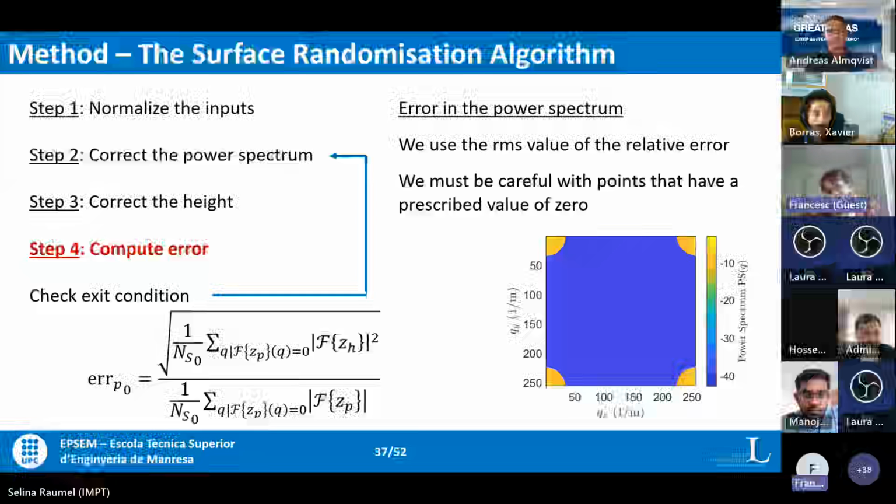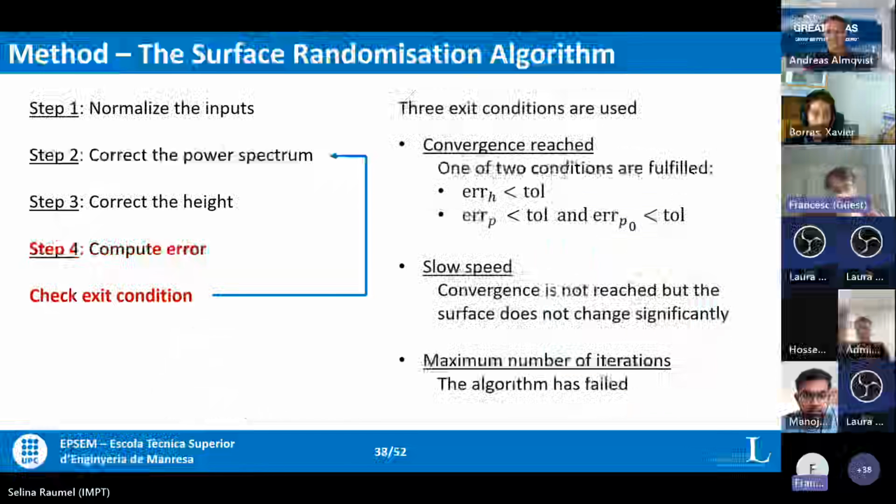And so with that, we can now check the exit conditions, and basically in the algorithm we will share there are three options. First, the ideal one is that convergence is reached. That means that either the error in H is smaller than a tolerance, or the error in P, or in the power spectrum, is smaller than the tolerance. Of course, we only need one of them, because there is always one surface that has either the perfect height distribution or the perfect power spectrum.